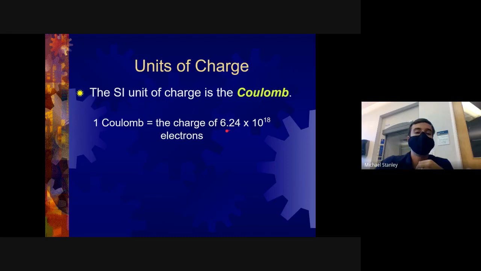So if we put millions and billions of electrons together, so this would be 6, 2, 4, and then 16 zeros after that. That's more than like 6 trillion. So if we put a bunch of electrons together, we can end up with 1 coulomb of negative charge. The same thing is true for protons. If we got this many protons together, we'd have 1 coulomb of positive charge.